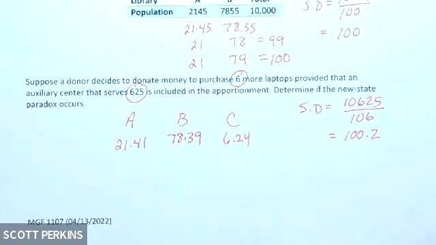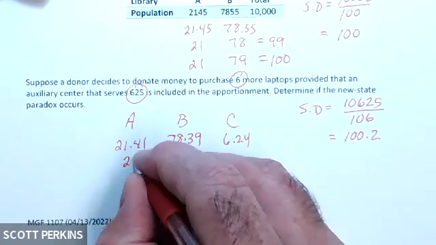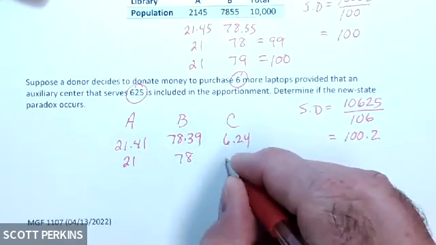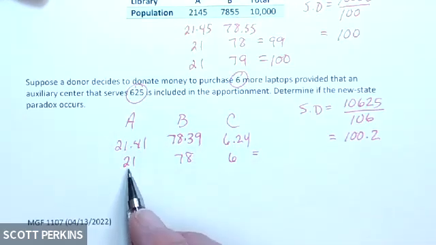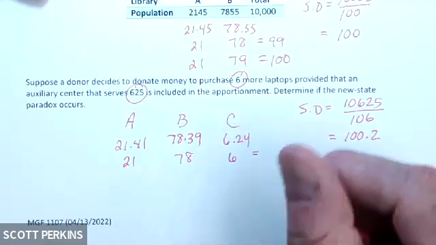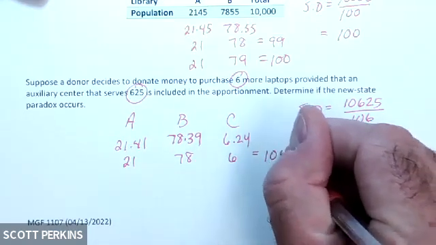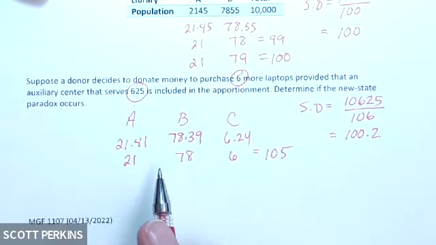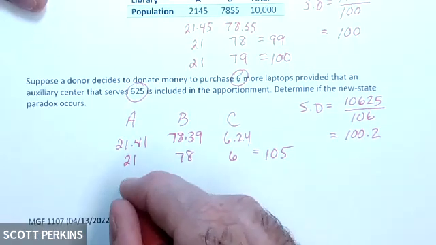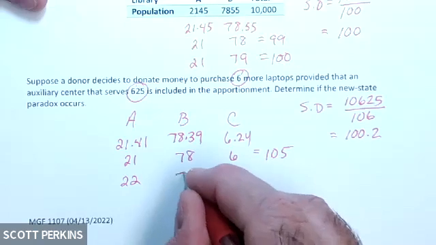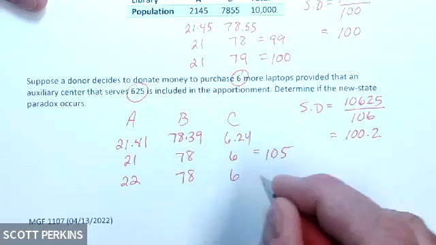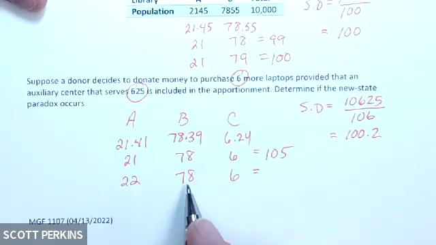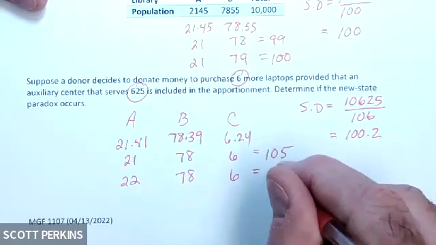So using the Hamilton method, I truncate. That turns out to be 99, that's 105. We still have one laptop that we need to apportion. That one laptop is now going to go to library A because it has the largest remainder. So library A becomes 22, library B 78, library C 6. That should end up being 106 laptops.